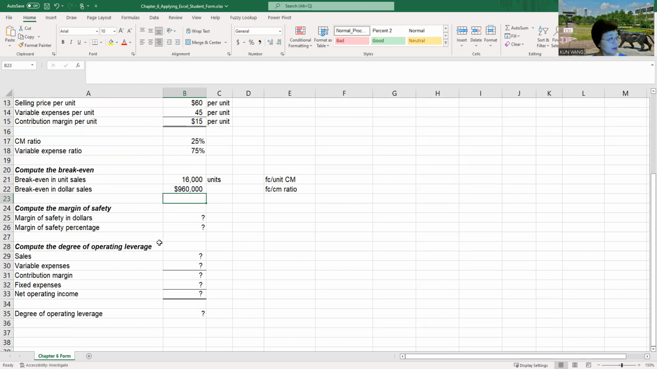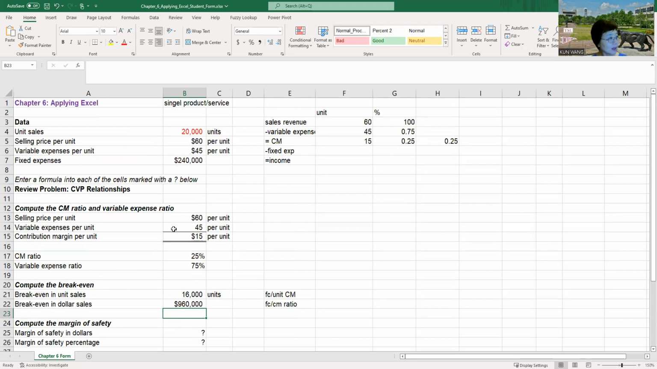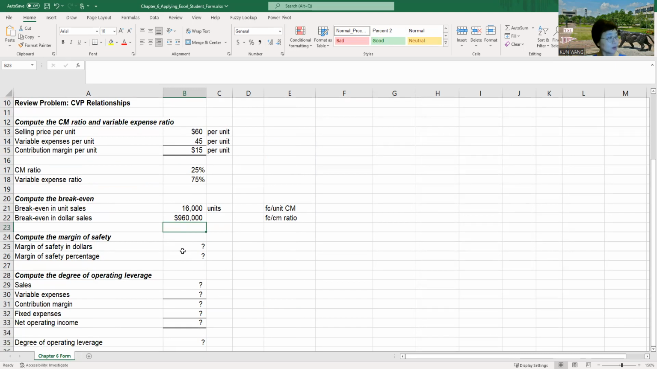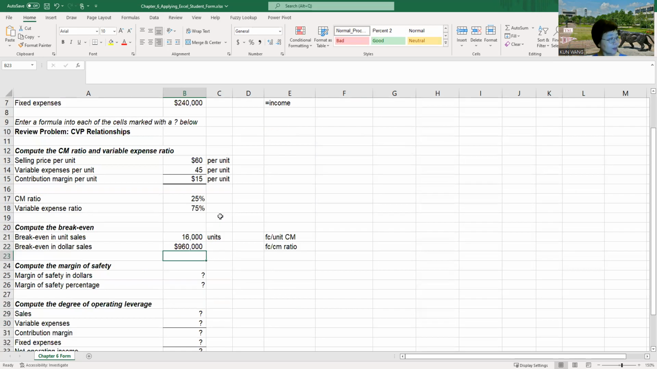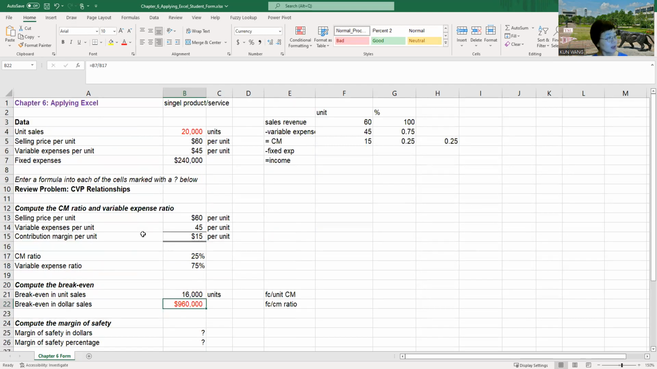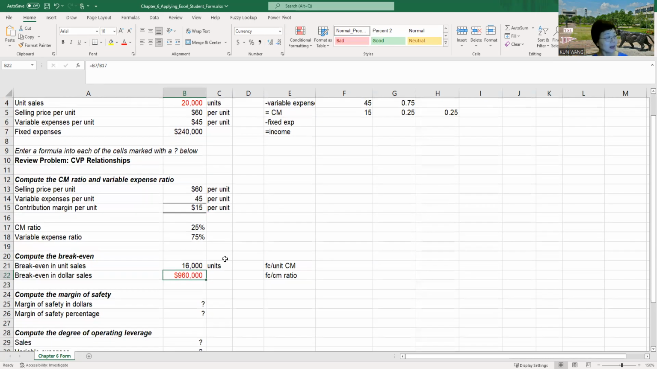And then margin of safety, that means how safely I'm away or far above my break even. We can easily tell 20,000 minus 16,000, right? So units or in dollars. Because right now for break even margin of safety in dollars, we already have the dollar of the break even, but I don't have the current sales, but I can calculate.